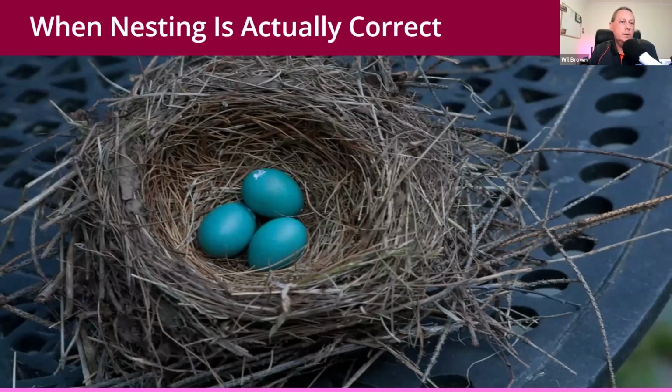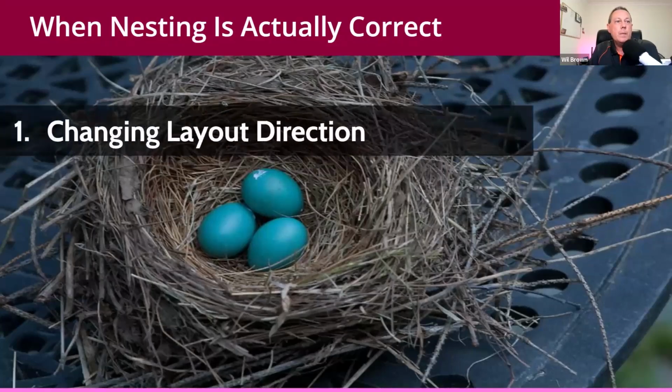So I've got a few legitimate reasons to nest content. The first one is changing layout direction. The parent is a row, and the child needs to stack internally. That's a valid structural shift. That's when you're moving from desktop to tablet to mobile. That's nesting. That's completely valid. That's what we want to do.